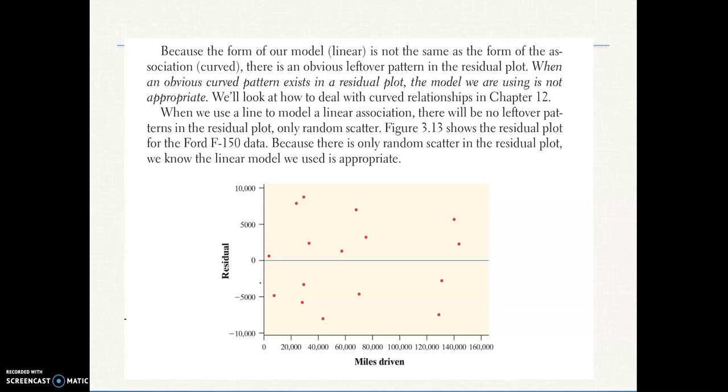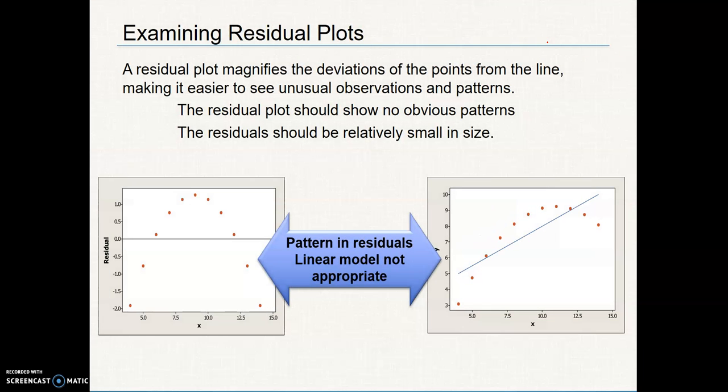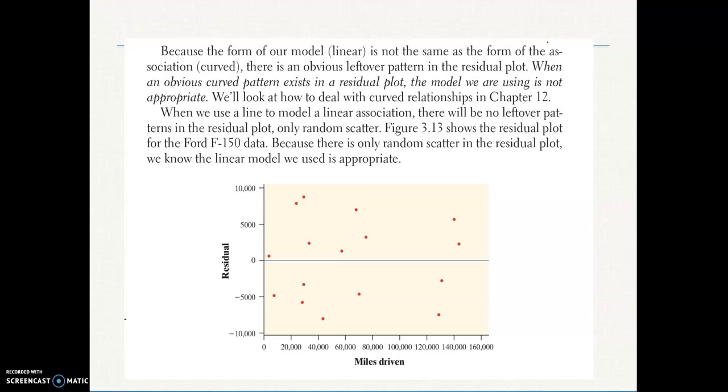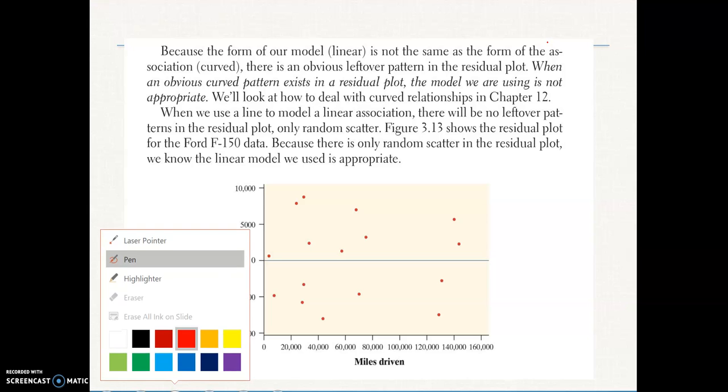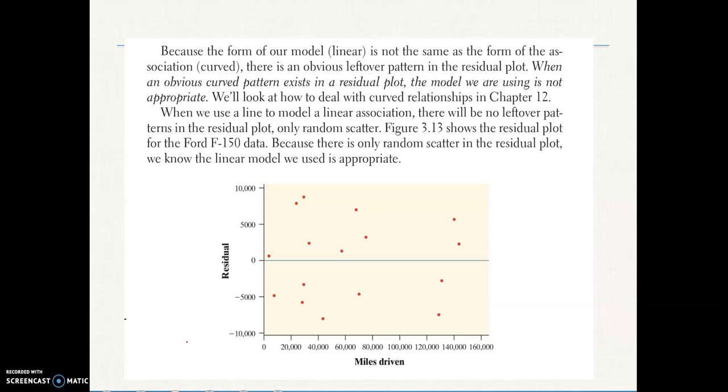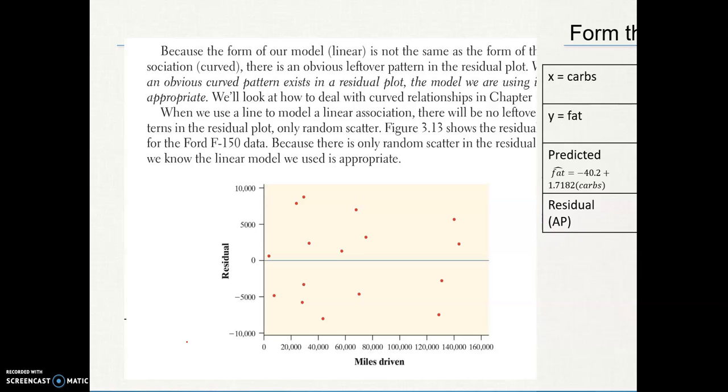If we look at a pattern that is appropriate, this is good. Up here is screenshotted from the book. These are the F-150 data, if you remember that from a while ago. Because there is only a random scatter, that is what we want. So this is an appropriate model for a linear model.